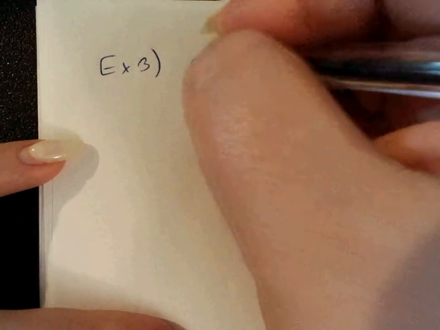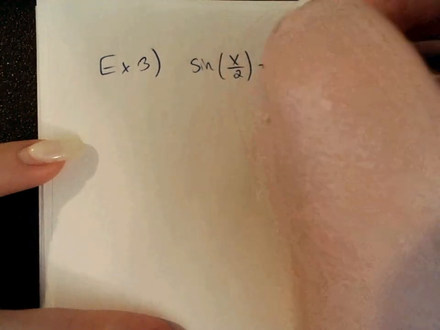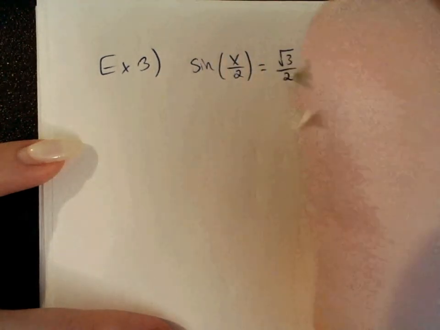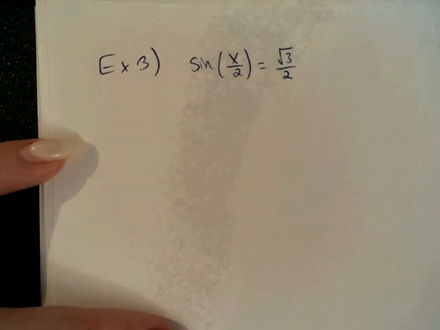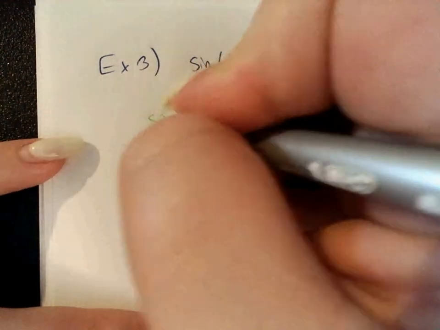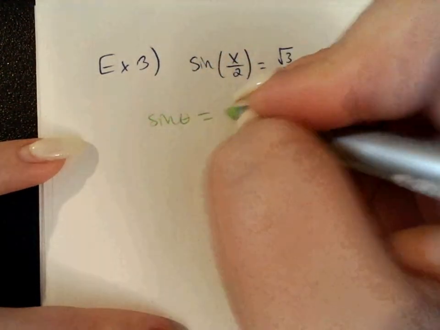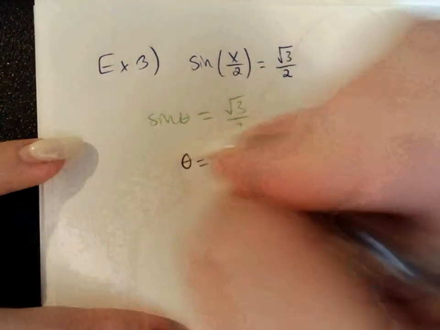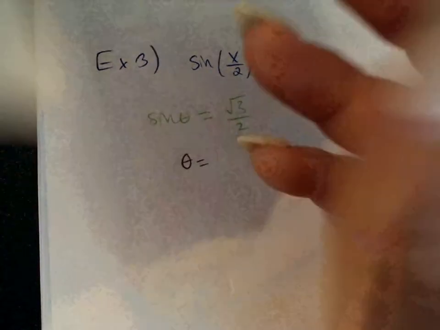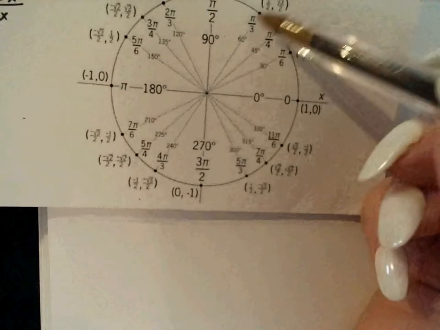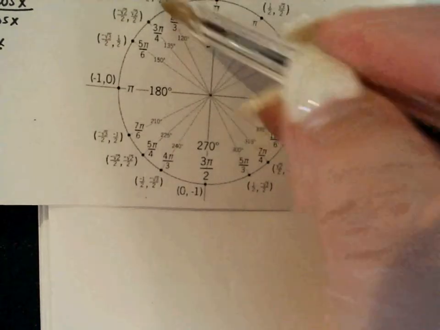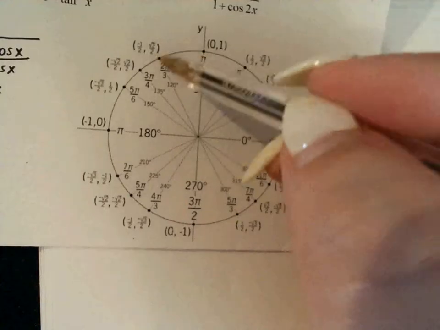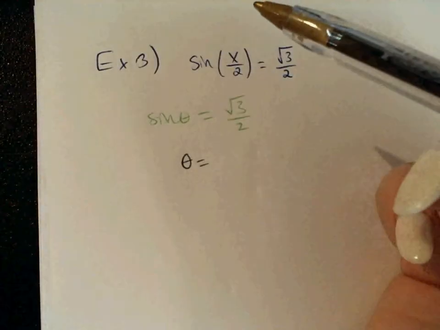Find the values between 0 and 2 pi such that sine of x divided by 2 equals the square root of 3 over 2. So we're going to set about solving when sine of theta equals the square root of 3 over 2. And that's when theta equals, sine is the y value, sine is square root of 3 over 2 at pi over 3 and at 2 pi over 3. That's where it's positive square root of 3 over 2.